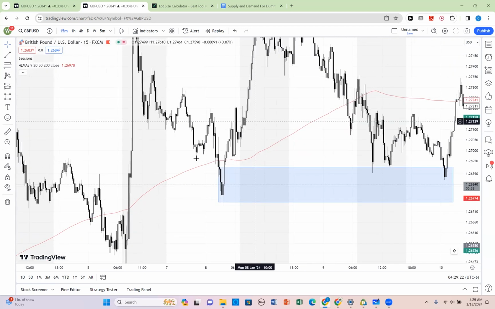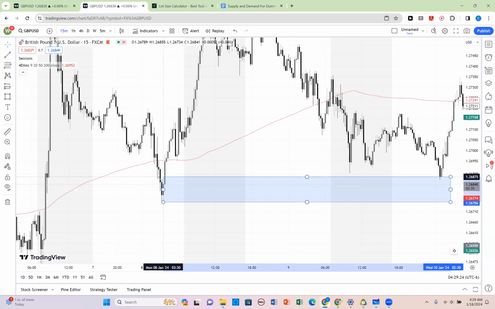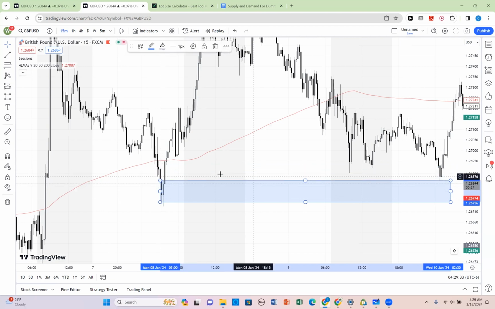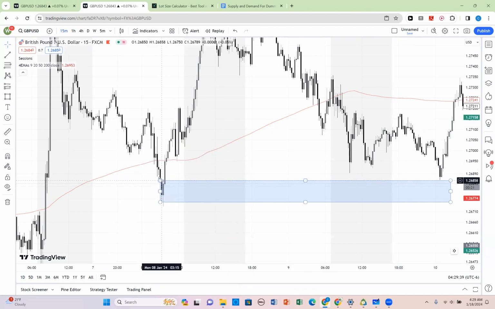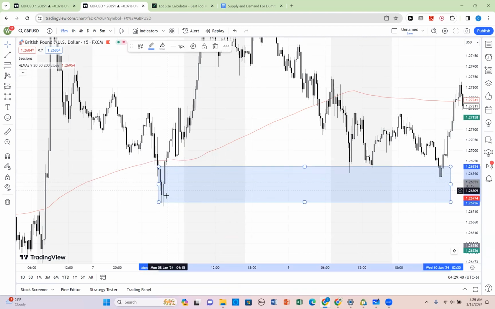No, you want to put your box, and this is very important, at where the move started from. You could do 2 candlesticks, but normally I just do 1. But you can do 2, like for this example. But you want to put your box where the last selling or buying candlestick was.